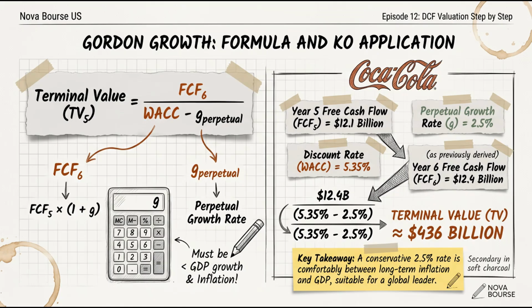Using the Gordon growth formula, we take our year 5 cash flow of $12.1 billion, multiply it by 1 plus a perpetual growth rate of 2.5%, and divide that by the difference between our WACC and that growth rate. With a WACC of 5.35% and a growth rate of 2.5%, the terminal value comes out to approximately $436 billion. A 2.5% growth rate is conservative for a global leader like Coca-Cola, sitting right between long-term inflation and general economic growth.